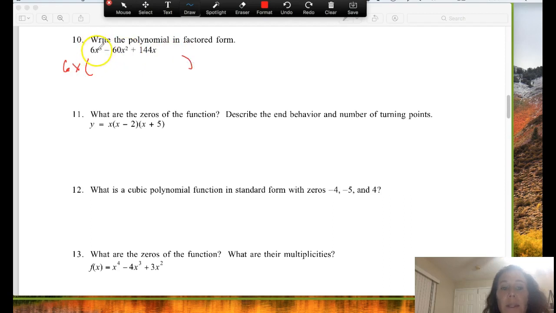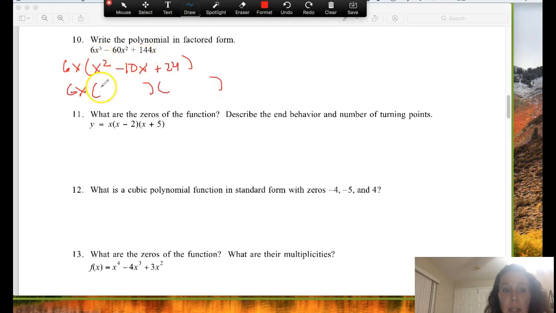If I pull 6x out of here, I pull the 6 out and I pull an x out, I'm left with x squared. If I pull 6x out of here, if I divide a 6 out of here, I'm left with negative 10. And I pull an x out, I'm left with 1 more x. And if I pull 6 out of here, 144 divided by 6 is 24. So I'm left with 24. And I pulled the x out, so no more x's. So now I have 6x times this. Now I can factor this. I have 6x, and this is 2 binomial factors, I hope. I might have to do quadratic on it.